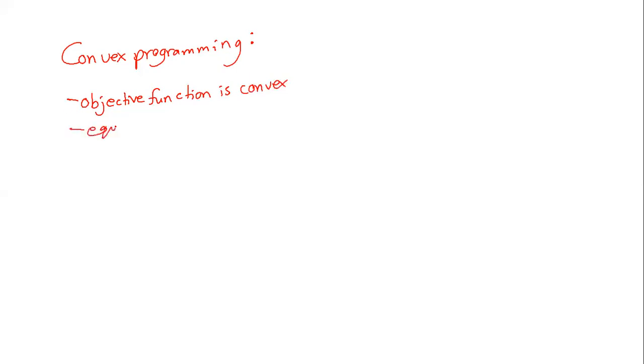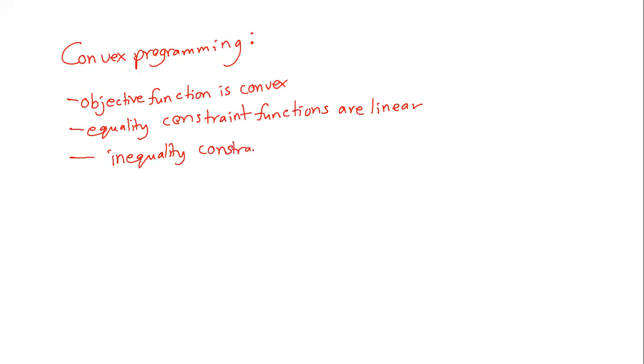So you have a convex program, which is constrained optimization where your objective function is convex, where you have equality constraint functions that are linear. So if you have equality constraints, they are not only convex, but linear. And the inequality constraints are concave.